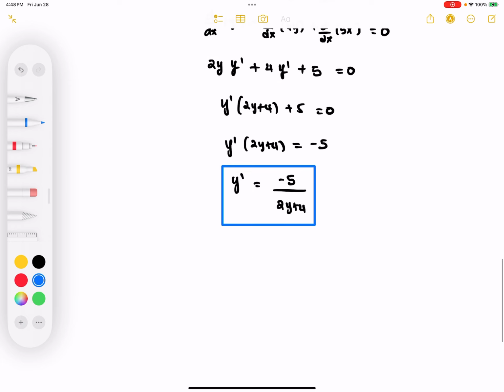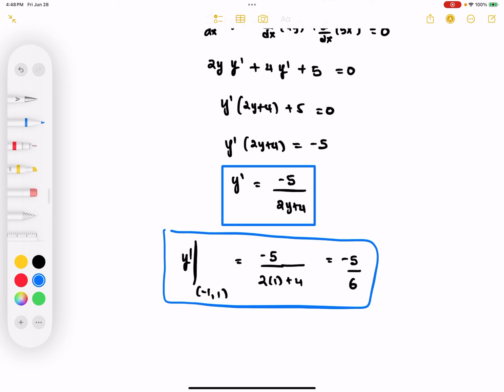Now, evaluate the derivative at x is negative 1 and y is 1. You can look at this one: the derivative is only dependent on y. So I have to substitute only the y value into 2y plus 4. So this is negative 5 over 6. That is the derivative at the point where x is negative 1 and y is equal to 1.